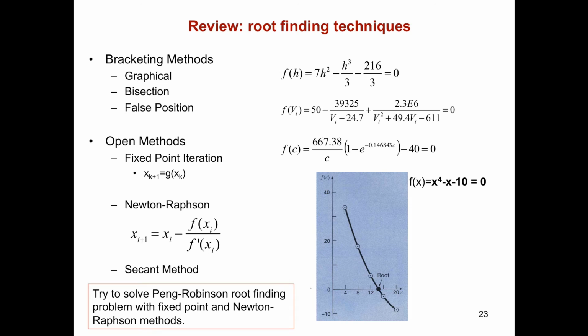So whatever function I have, I want to rearrange it so that I have x on one side and something else on the other side, and that something else I'm calling g. A simple one would be x equals x to the 4 minus 10. But because of the x to the 4, it might have issues converging unless you're really careful, because g prime of x has to be less than 1.